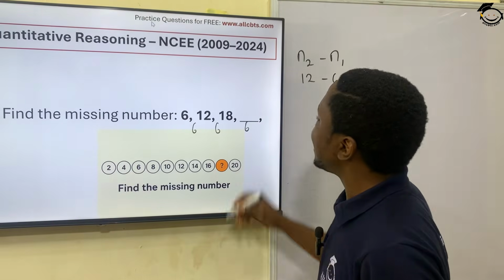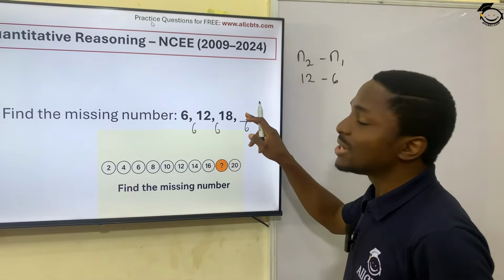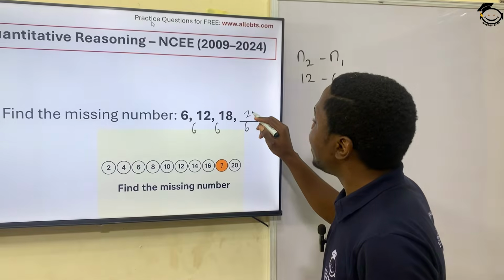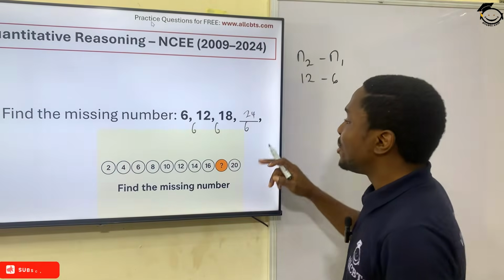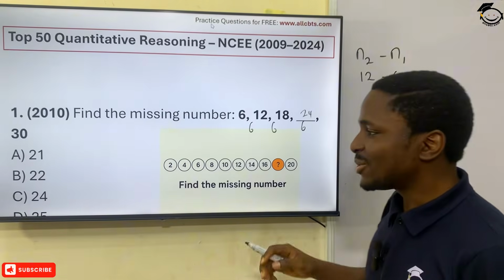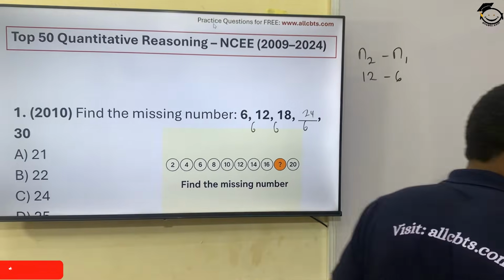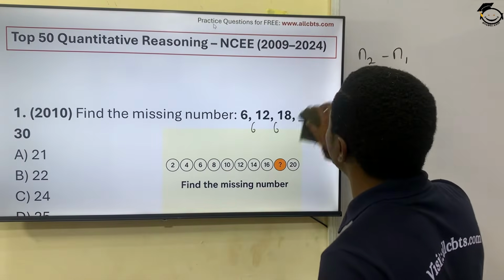So 6 plus 6 is 12. 12 plus 6 is 18. 18 plus 6 will give us what? 24. And if we want to be sure that it's correct, 24 plus 6 will give us 30. So that's correct. The correct option here will be 24.